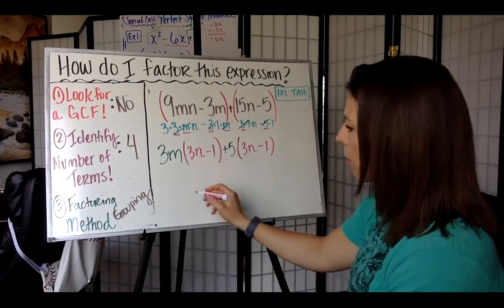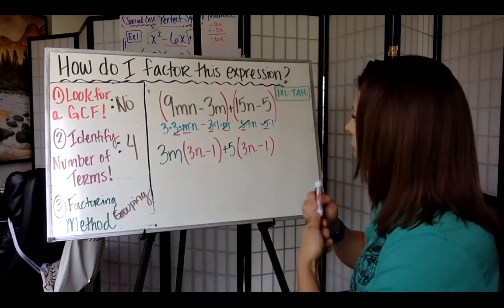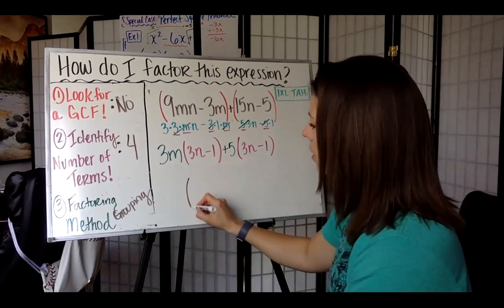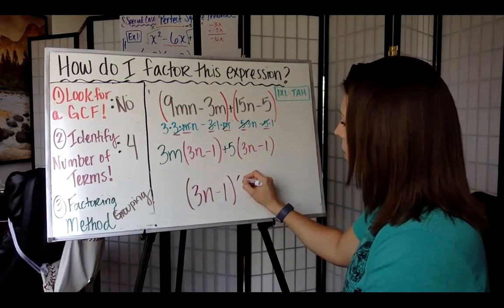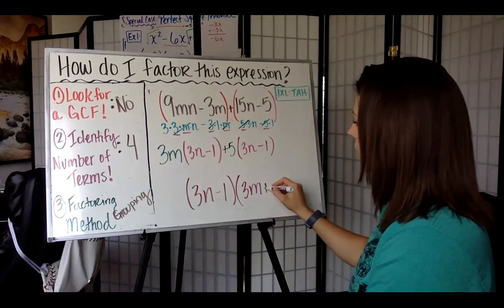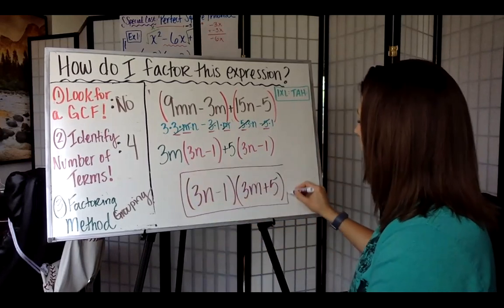All right, because I have that common binomial factor, that means that my factor by grouping is going to work. So whatever they have in common, that's your first binomial, 3n minus 1. And then the second binomial is the combination of the two other GCFs, 3m plus 5. That's the answer that I got.